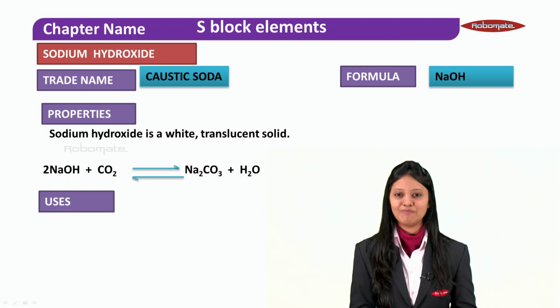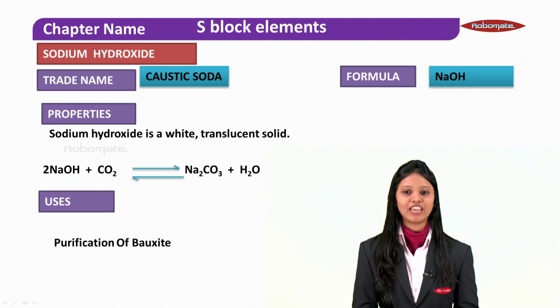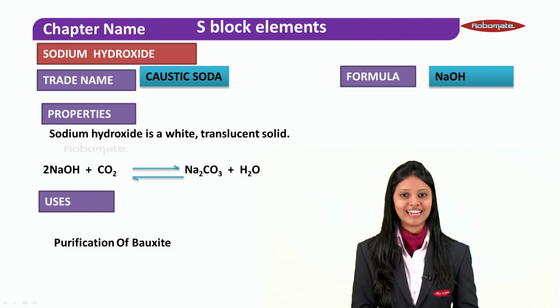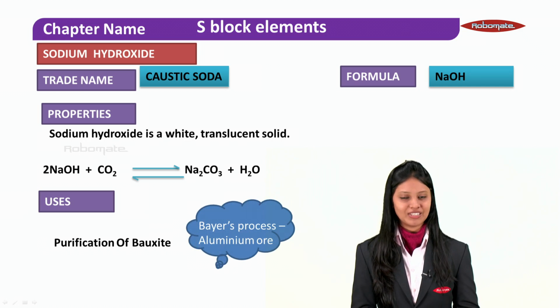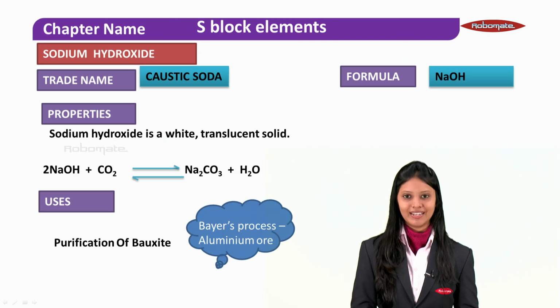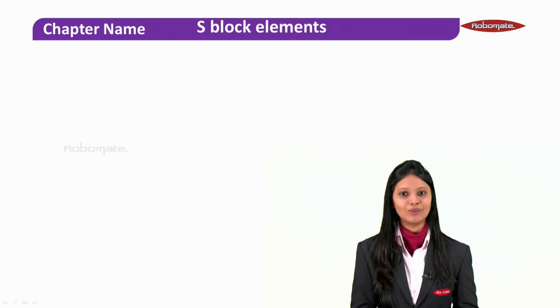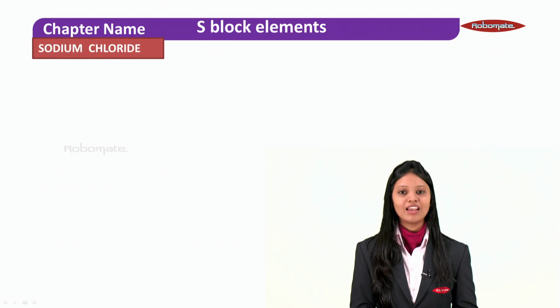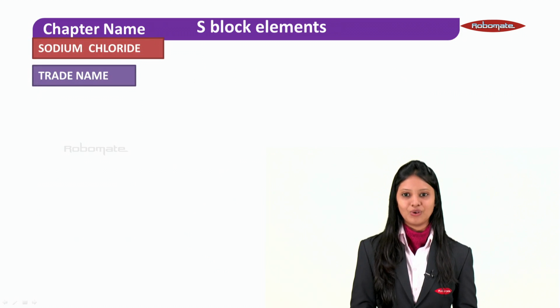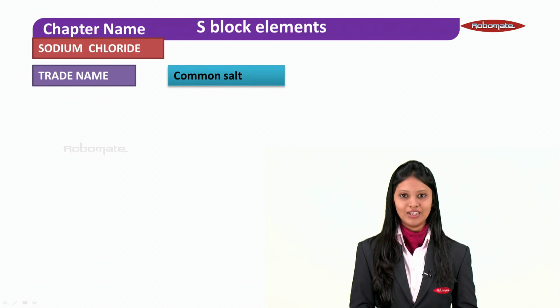Sodium hydroxide is mainly used in purification of bauxite. Bauxite is an aluminium ore and the process is known as Bayer's process. So this was all about sodium hydroxide. We'll discuss now the last compound of sodium, and that is sodium chloride. The trade name for sodium chloride is common salt.